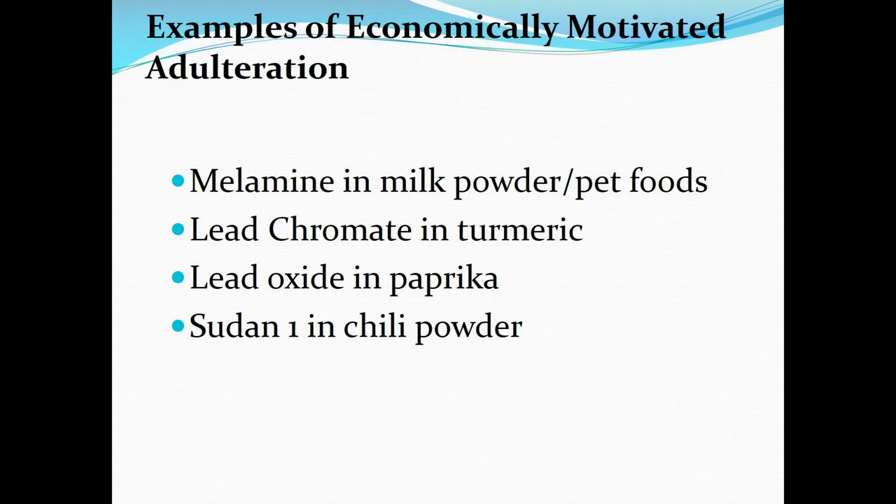Similarly, paprika, again, lead oxide. And in Hungary, for instance, I think they detected the presence of Sudan 1 in orange red powder, etc. Because some of these things could be carcinogens also.